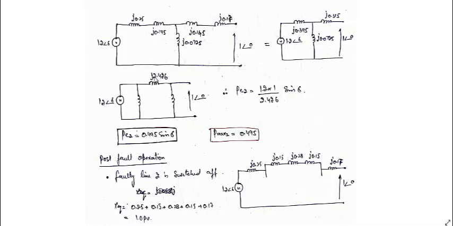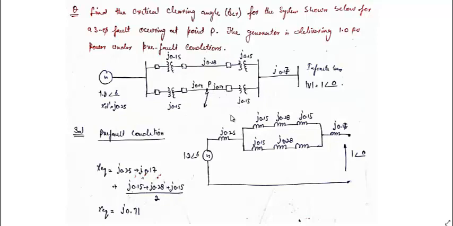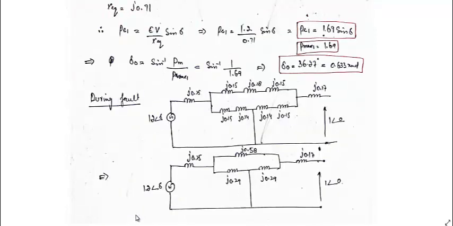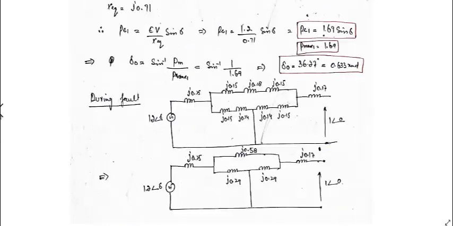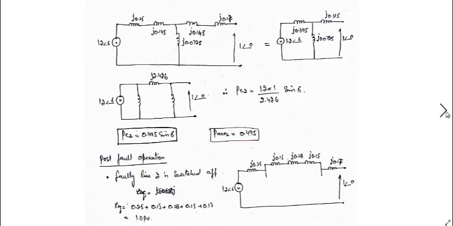So the X equivalent 2 is 2.426, and PE2 will be equal to 1.2 into 1 divided by 2.426 sine of delta. In this case, this comes out to be 0.495. I told you in the earlier class that this X equivalent 2 will be greater than X equivalent 1, which is only 0.71. So when this happens, Pmax2 is very small as compared to PE1, which comes out to be around 1.69.